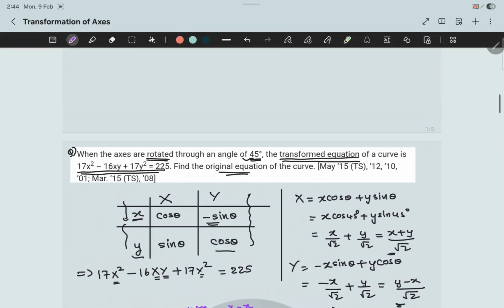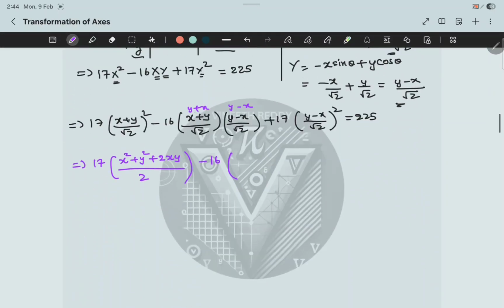So let me write it here. A plus b into a minus b is a square minus b square. I hope we know this. So here we have y plus x into y minus x. We can write that as y square minus x square. Hope you understood this. Root 2 into root 2 is 2, right? Again plus 17 times. Now this part is done. This part is also done.